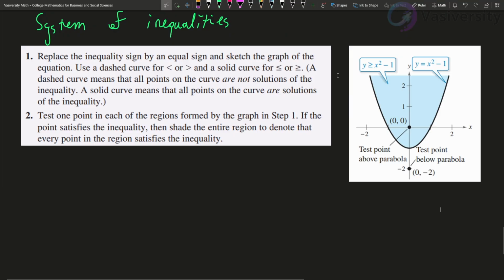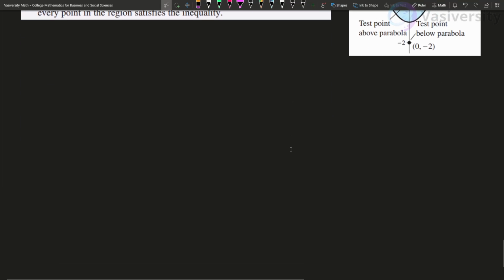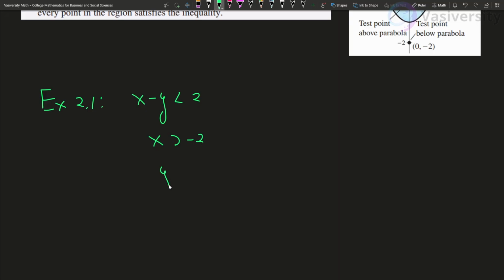If we have multiple vertices, right? So we have something like example 2.1. We're going to have something like x minus y is less than 2, x is greater than negative 2, y is less than 3, right? So essentially, what we are focusing on is, first we have to find the intersection points of each part, right?